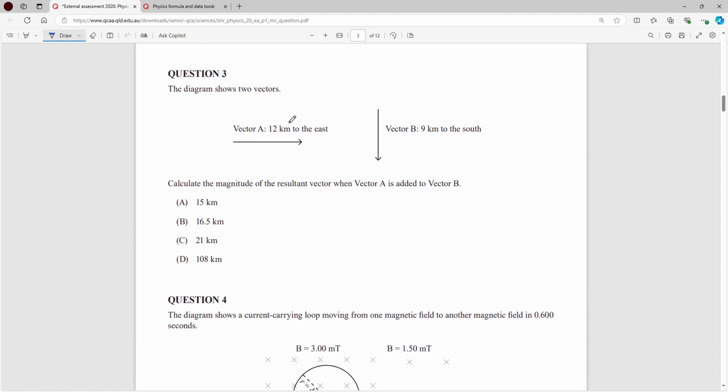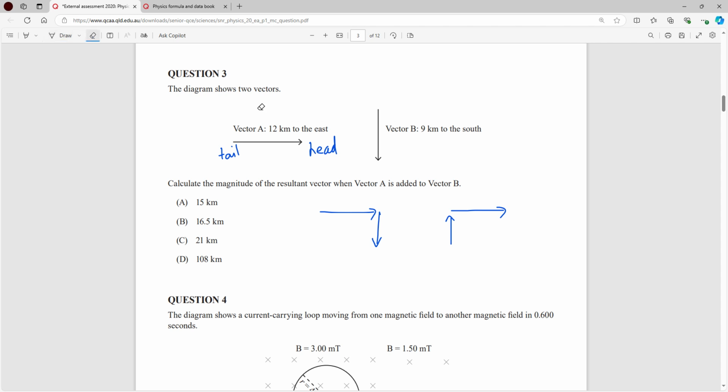Right, question 3. The diagram shows 2 vectors, vector A 12 kilometers to the east and vector B 9 kilometers to the south. Calculate the magnitude of the resulting vector when vector A is added to vector B. When we're adding vectors, whether in physics or mathematics, we add them head to tail. This is the tail of a vector and this is the head of a vector. The head is where the arrow is pointing. So that would be the head and that would be the tail. If you add head to tail, you can draw vector A added with vector B like this, or it could look like something like this.